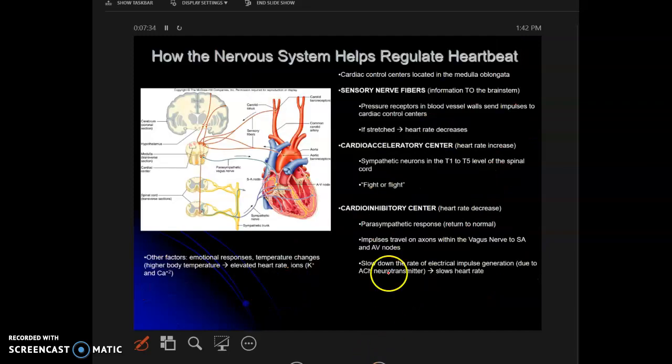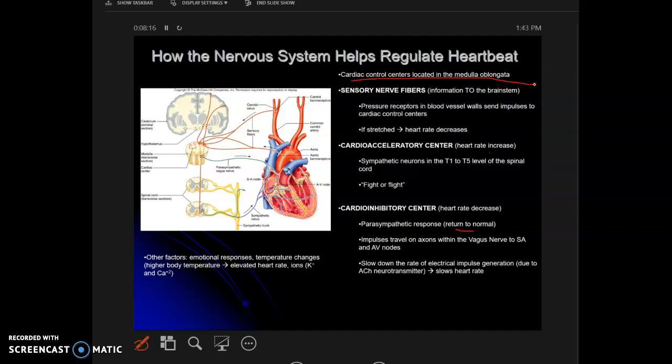Alright, so how does the nervous system help regulate? Once again, there is a cardioacceleratory center and a cardioinhibitory center. The cardioacceleratory center, via sympathetic neurons, will cause the heart rate to increase. The cardioinhibitory center, with the help of parasympathetic nerves, will help return it to normal. Are you understanding? But where is this cardiac control found? In the medulla oblongata. Whatever I'm underlining, whatever I'm stressing, make sure you're reviewing this.